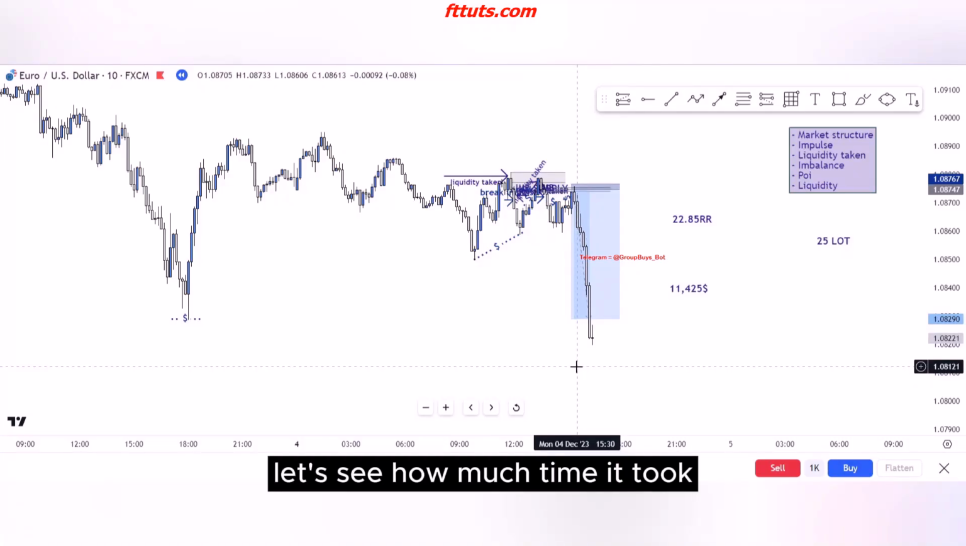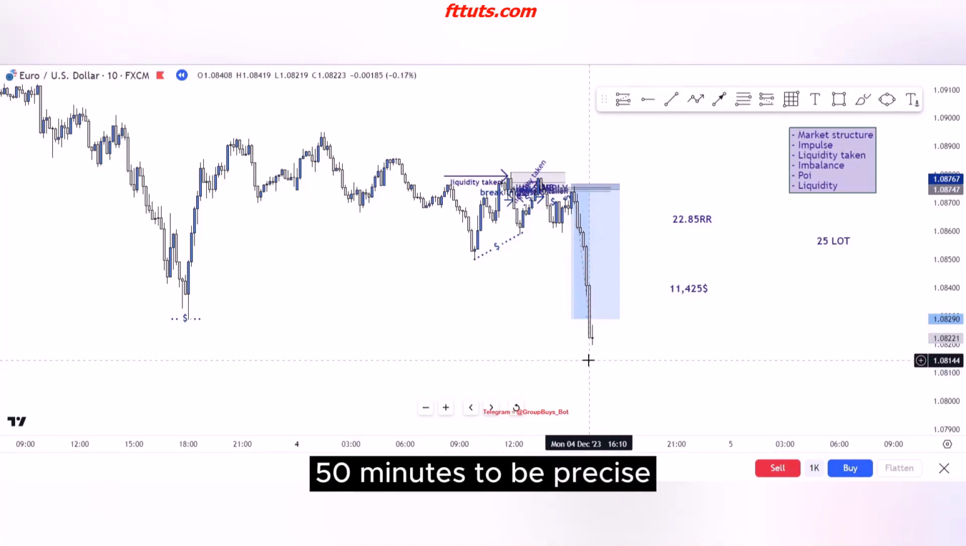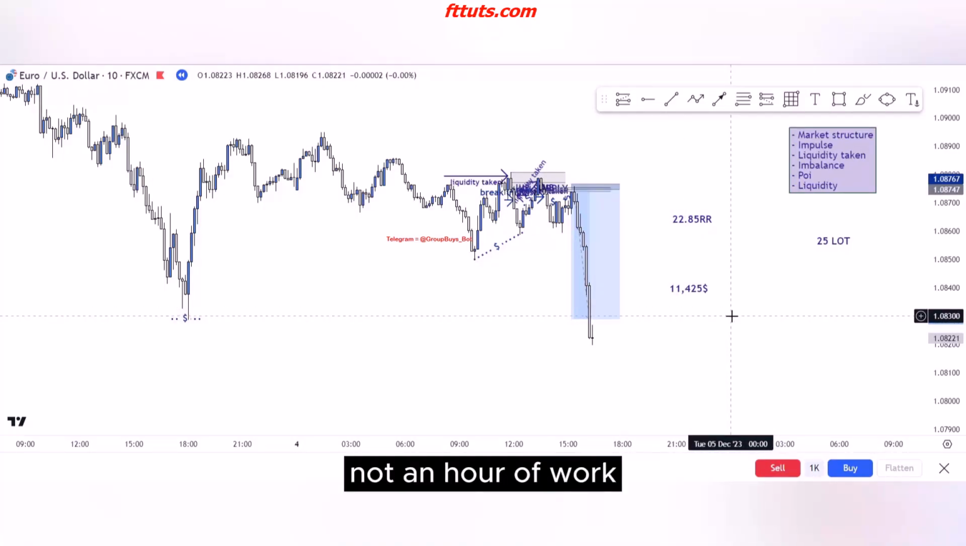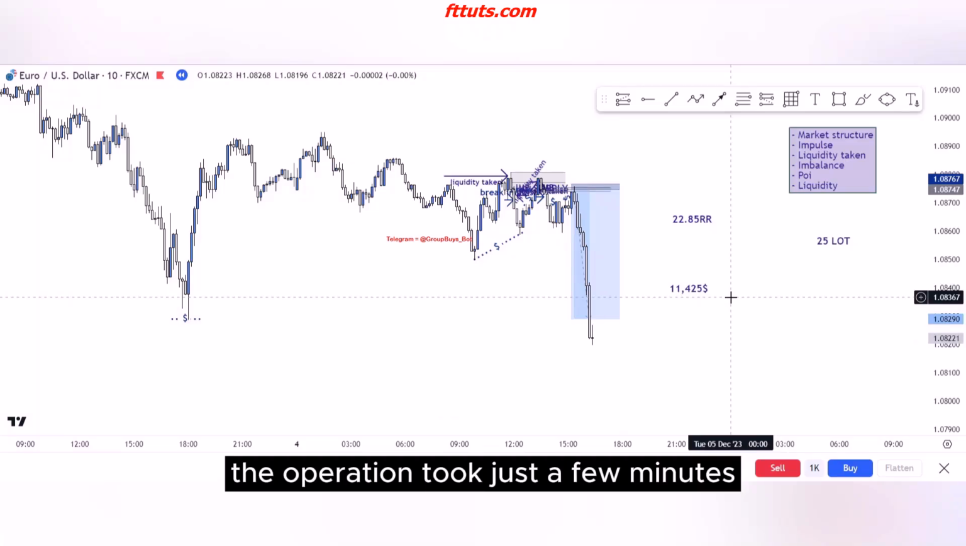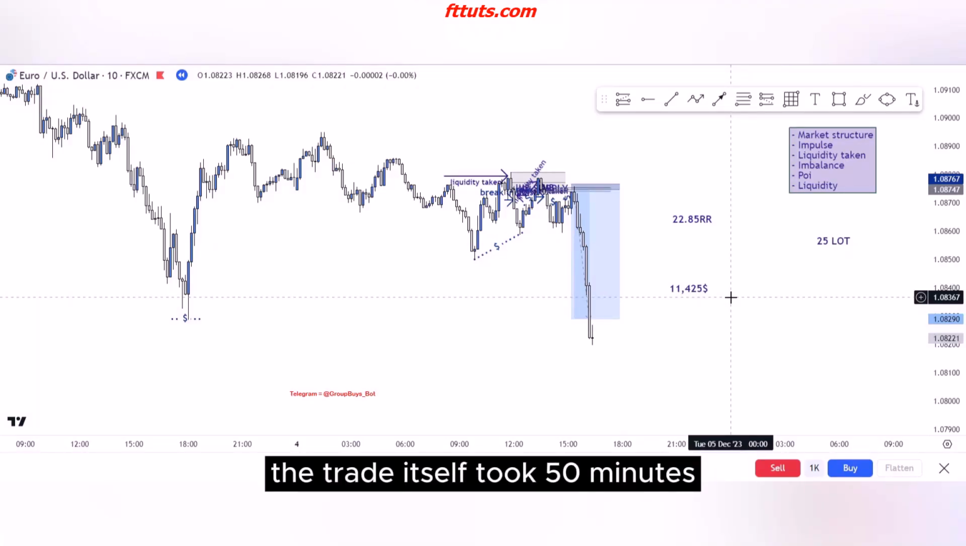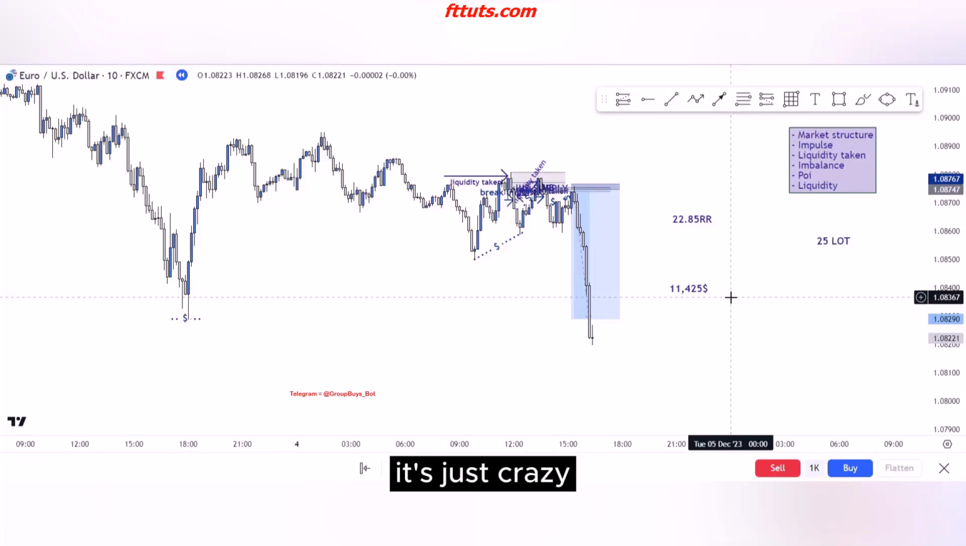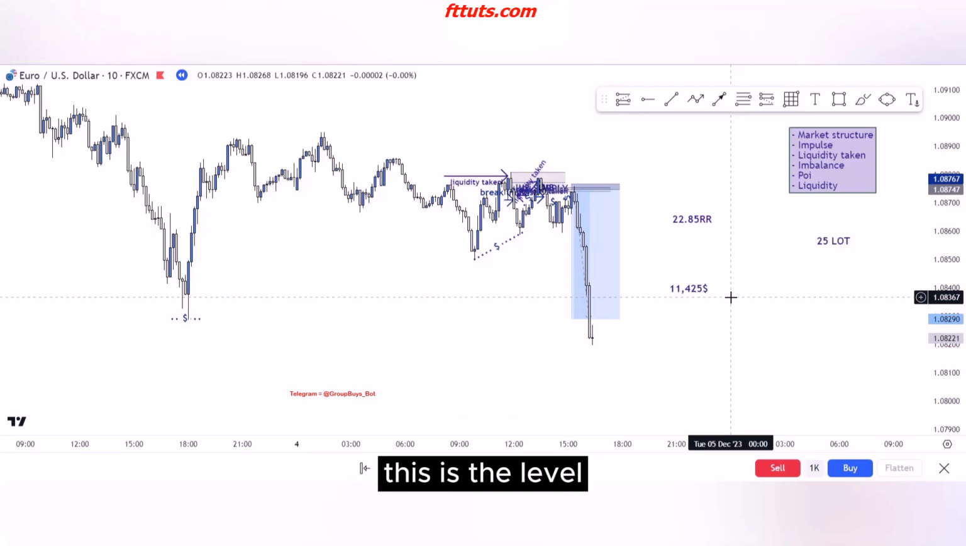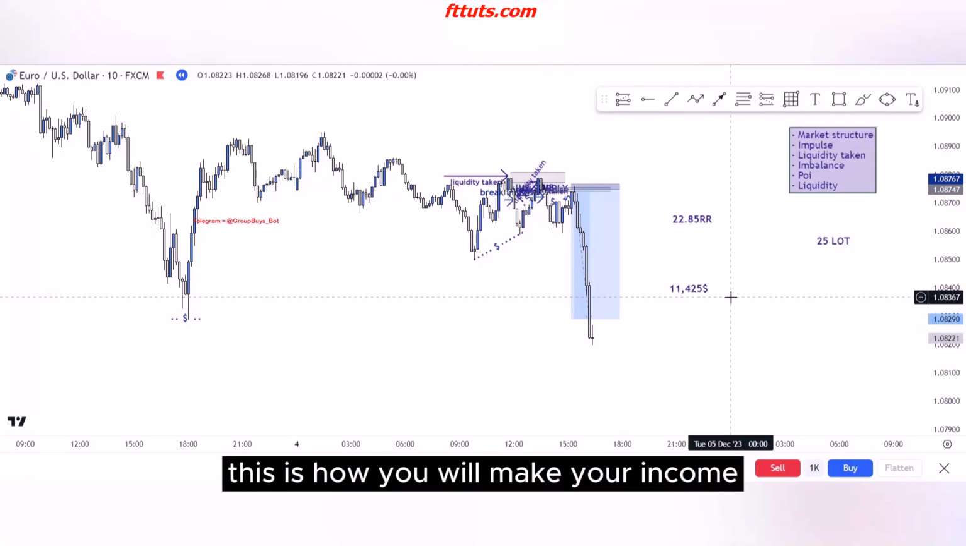Let's see how much time it took. Less than an hour, 50 minutes to be precise. Do you see the profits here? Much better than just fair. The profits here are simply crazy. $11,425 in less than an hour. Not an hour of work. The operation took just a few minutes. The trade itself took 50 minutes. It's just crazy. Excellent trade. These are the trades that you will take. This is the level. This is how you will make your income from a beautiful trade just like this.